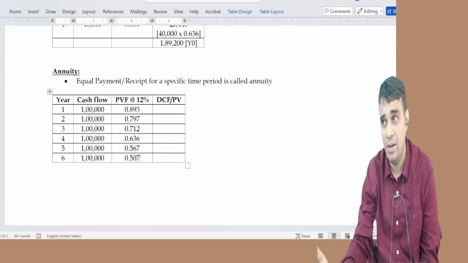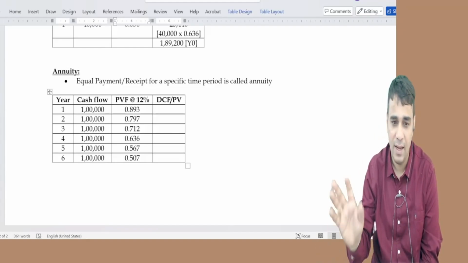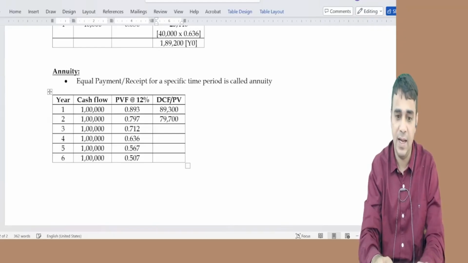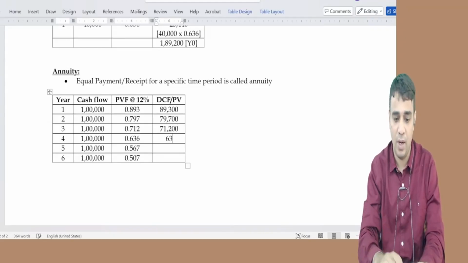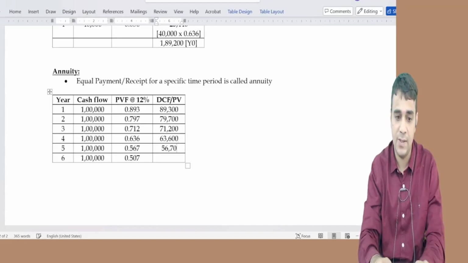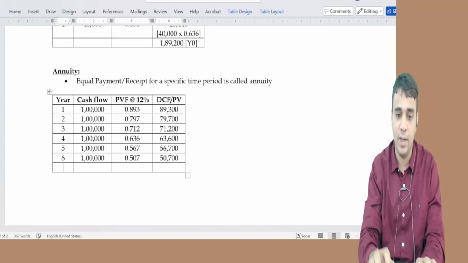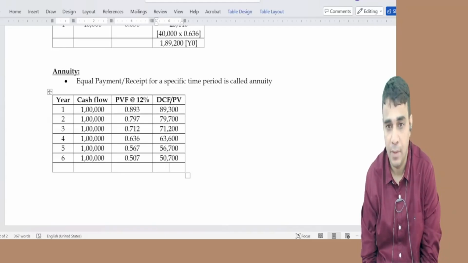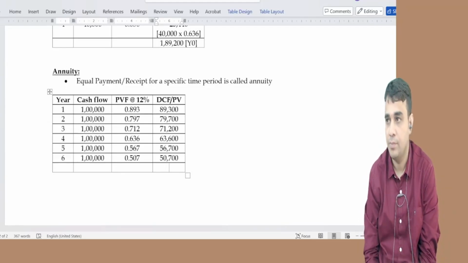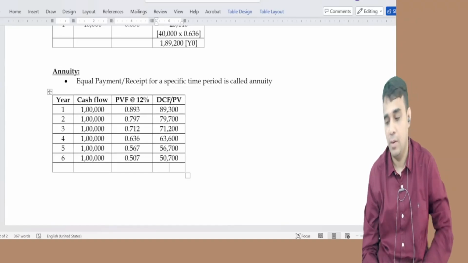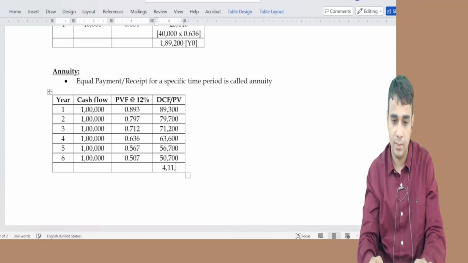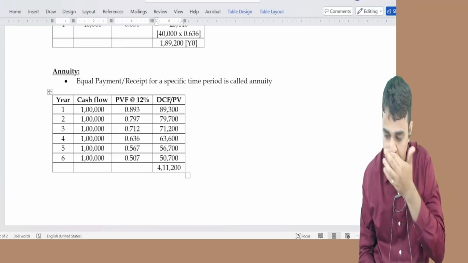1 lakh is the same amount, and the time period is also the same every time. I divided, got the factor, and I can multiply it here. It becomes 89,300, 79,700, 71,200, 63,600, 56,700, 50,700. Can you quickly tell me the total of this? 4 lakh 11,200.